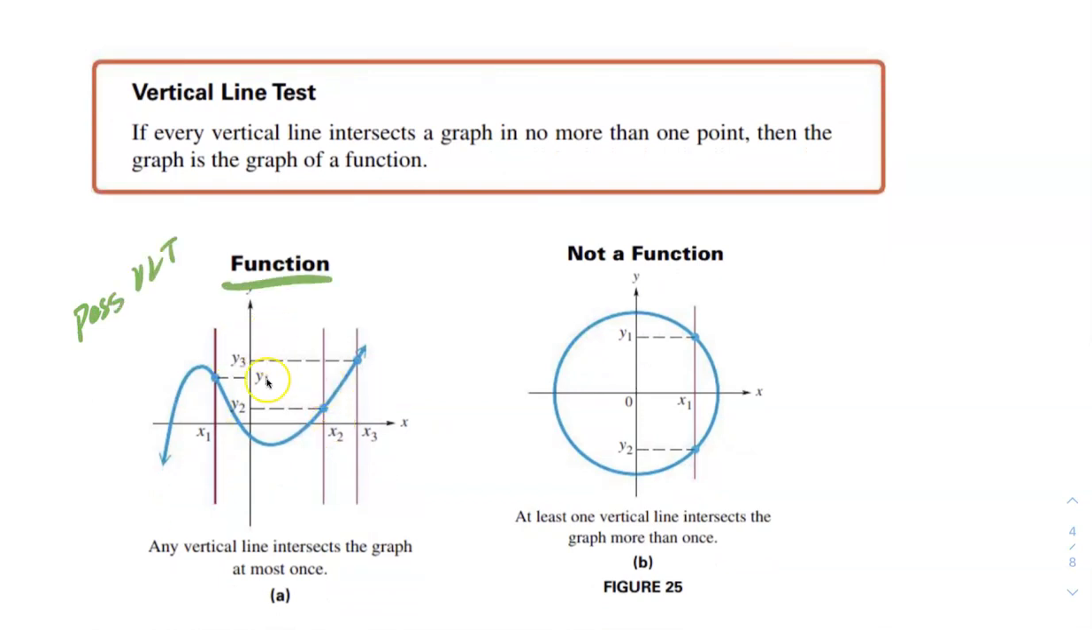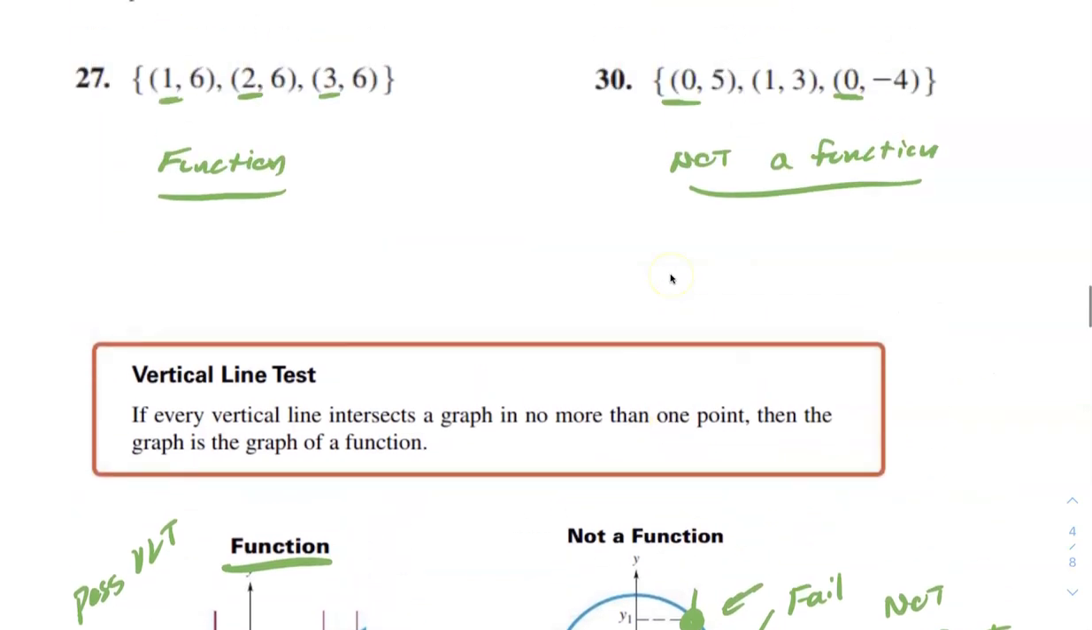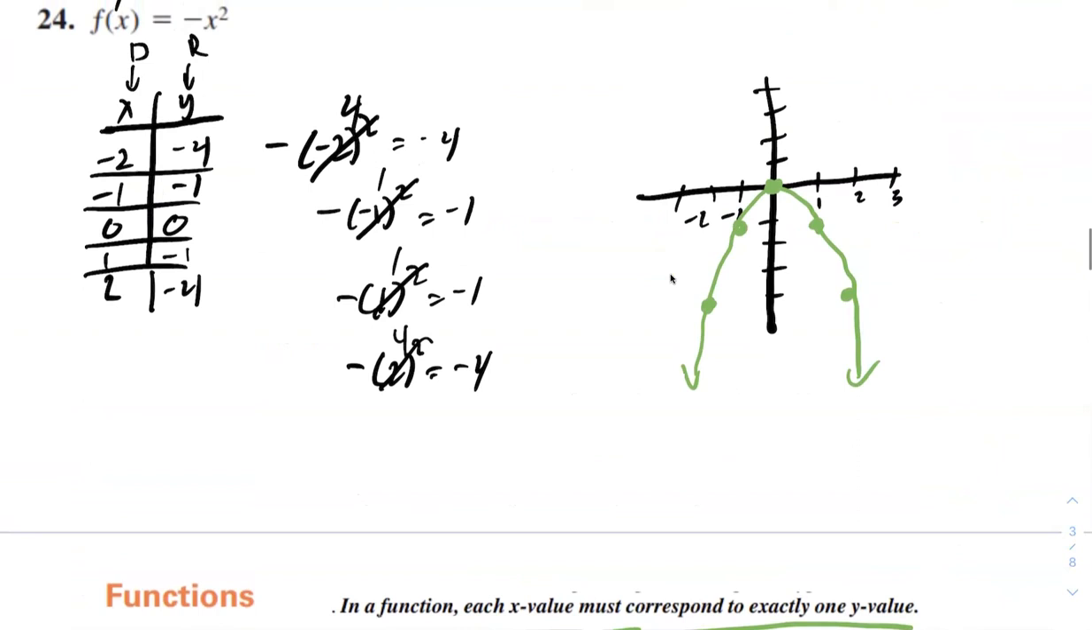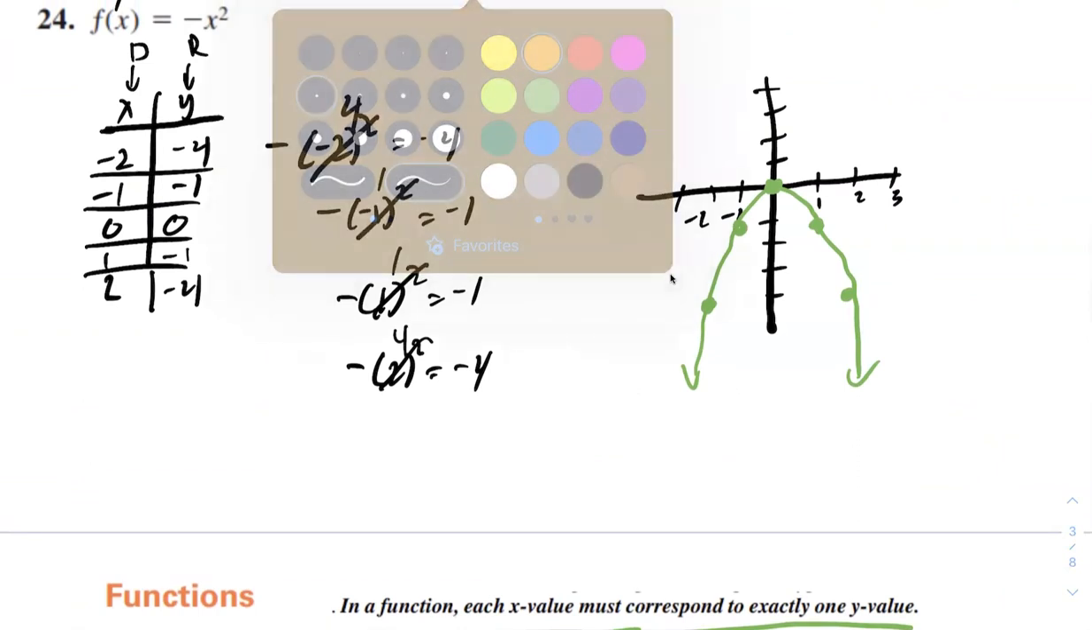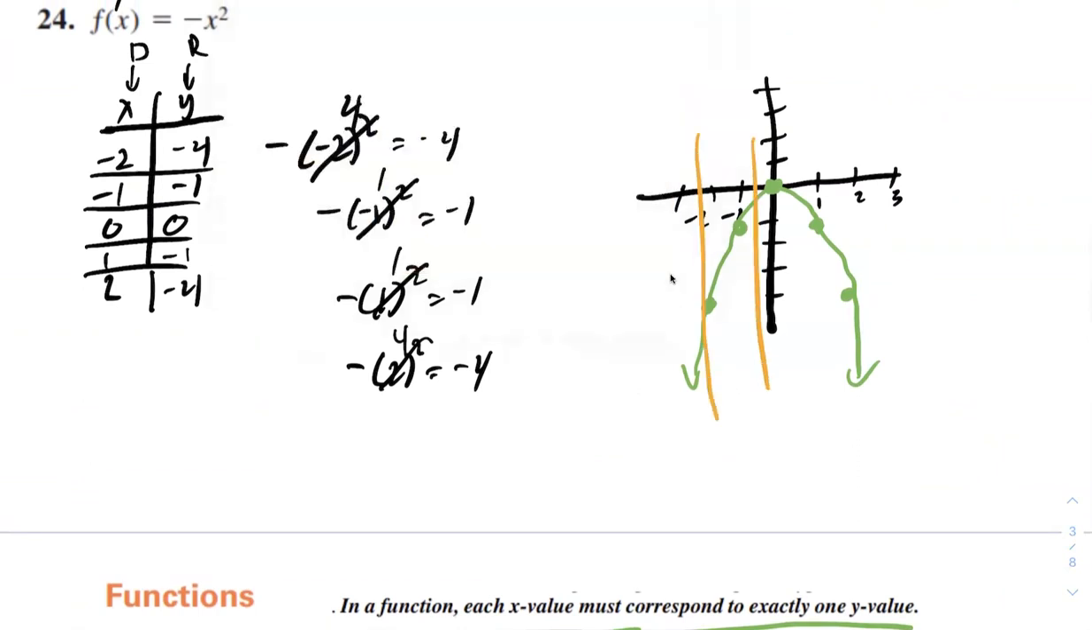When you draw vertical lines, you hit everything once at most. If you hit it more than once, like this line right here hits it here and here, then you failed, and it's not a function. So that's how you tell. If you go back up to our graph from earlier, if I draw vertical lines, this would pass the vertical line test. It only hits the graph once at each spot.